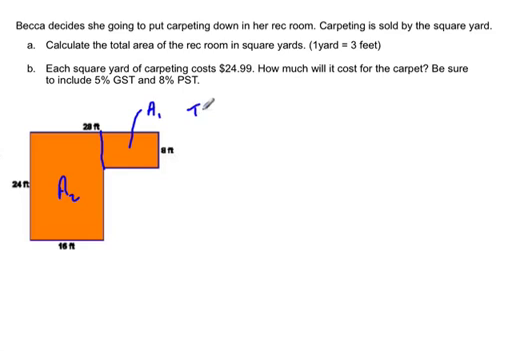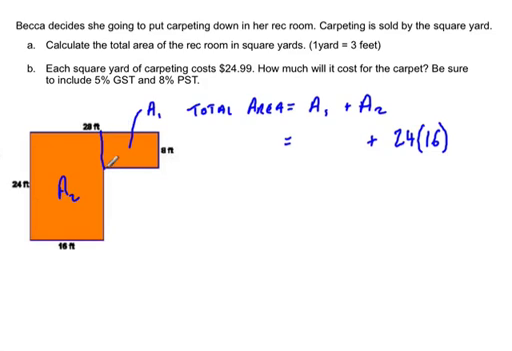So if we're going to calculate the total area of the room, it's going to be area 1 plus area 2. Area 2 is going to be 24 times 16, remember, length times width for the area of a rectangle. Area 1 is going to be 8 by, now we aren't given this length in here.